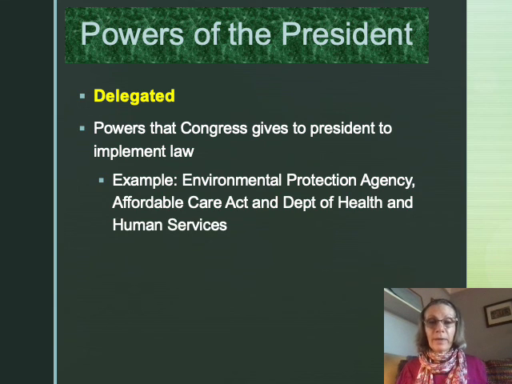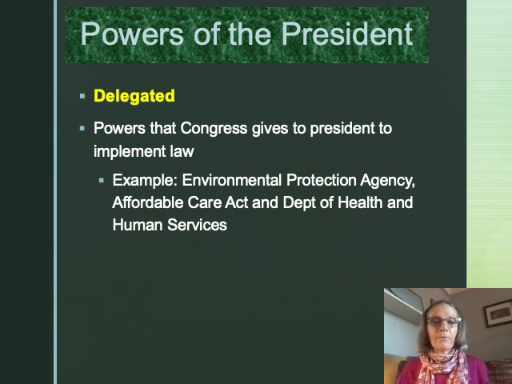And so a good example is that President Nixon created the Environmental Protection Agency as a part of the executive branch in order to basically figure out how they were going to actually make sure that the air in the United States was clean, and how they were going to go about that process.